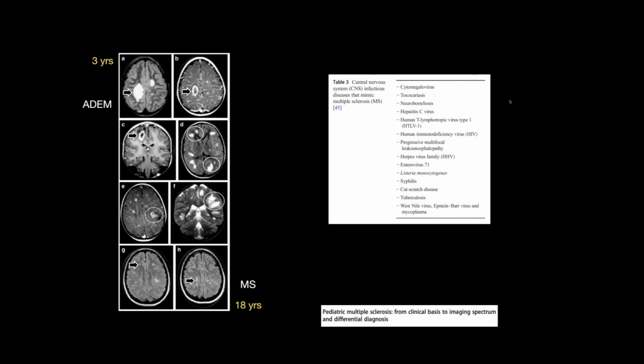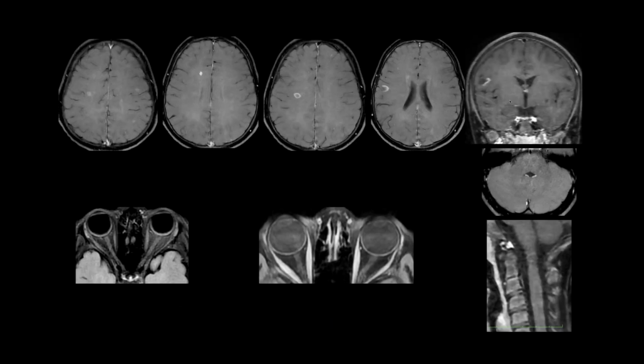I had a query. When we say MS, we say dissemination in space and time, right? Yeah. Space we have, because we have bilateral lesions. And time also we have, because we have some contrast enhancing lesions and some lesions are not enhancing. So does a single MRI make you confirm or refute a diagnosis of MS? No, I'm not refuting the diagnosis of MS. Yeah, no, I'm just asking.